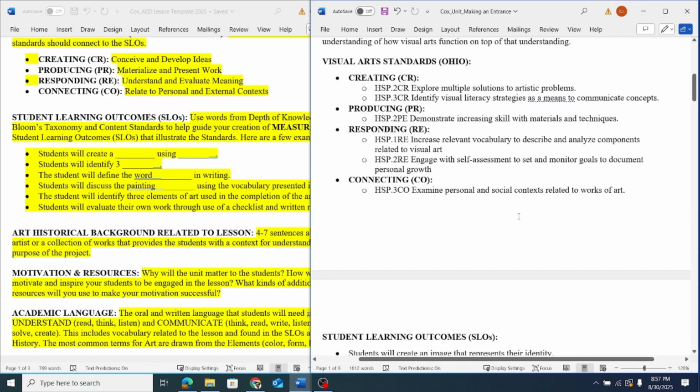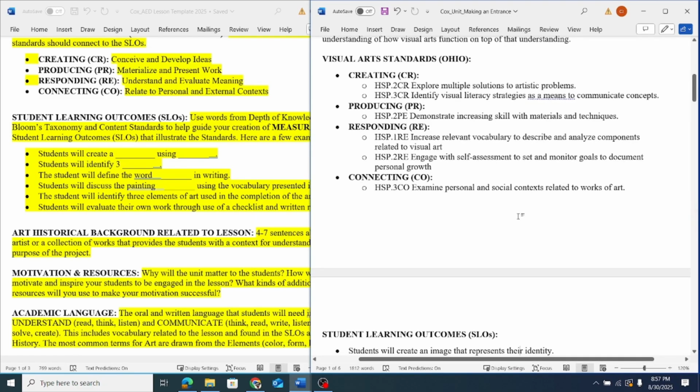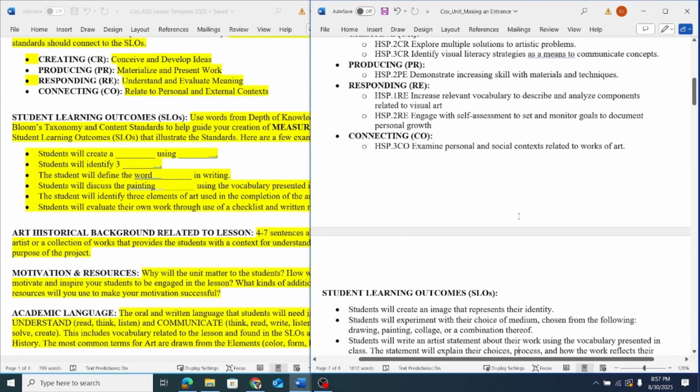So exploring the solutions to the artistic problems comes into that creating an image. Visual literacy strategies ends up going back into that identity thing. It actually also comes across a little bit in their artist statement. Demonstrate increasing skill with materials and techniques largely is how they're actually working with the media rather than planning with the media. To increase the vocabulary comes out in the artist statement.